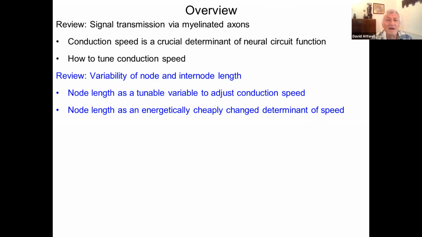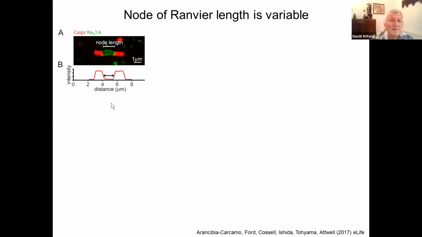So let's start out looking at variability of node and internode length. If you label voltage-gated sodium channels, in this case in the cortex, you can see the length of the node here between the Caspr cell adhesion molecules in the paranodes on each side, which glue the myelin onto the axon.